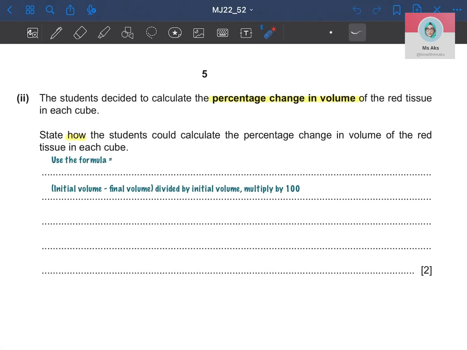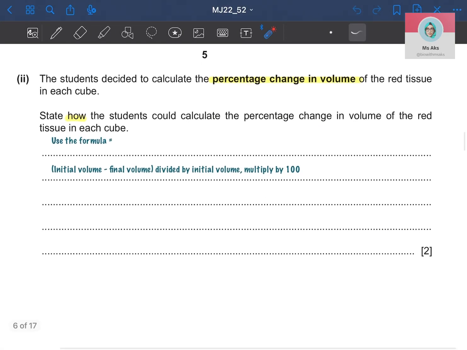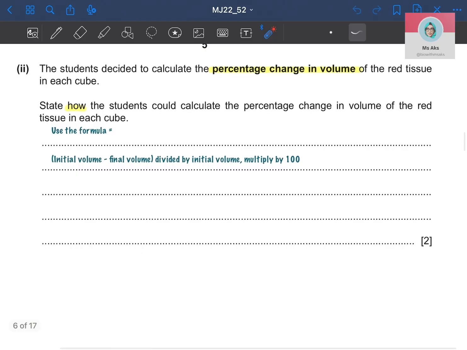Okay, so moving on with the next question. This one is asking you to state how you are going to calculate the percentage change in volume of the red tissue in each cube. For the first part of the question, you can state the formula. The formula would be the initial volume of the cube minus the final volume of the cube, and then you divide by the initial volume.